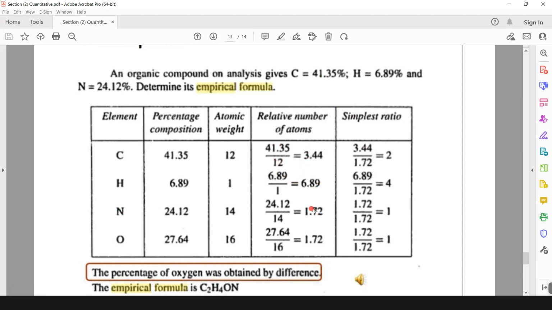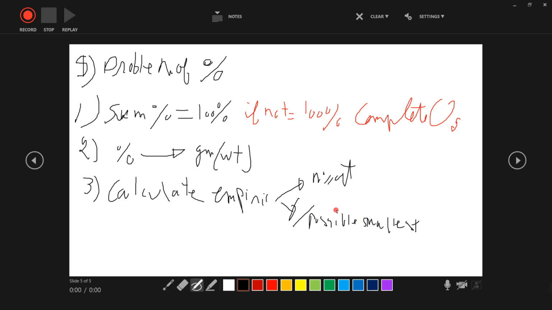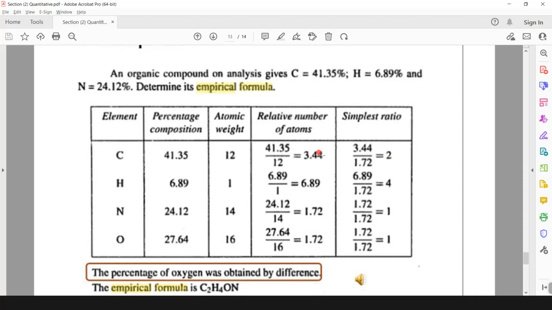The same thing for nitrogen, and remember the atomic weight of nitrogen is 14, and the same thing for oxygen, and those are the number of atoms. What I will do after this, I will write an equation by this number. We said write an equation and divide on the possible smallest number. What will be our equation?